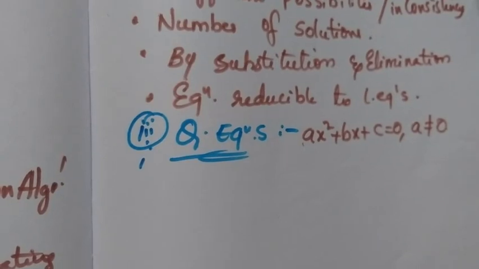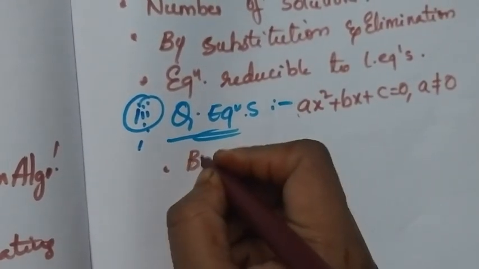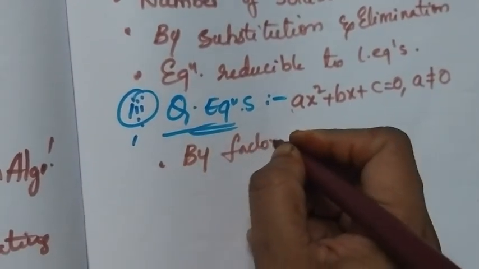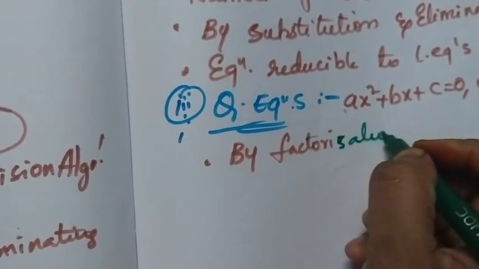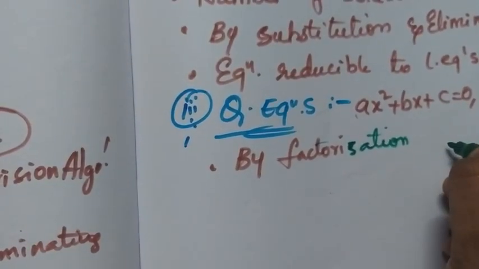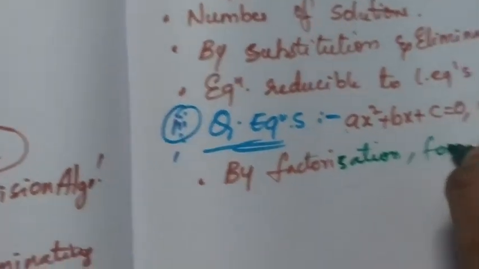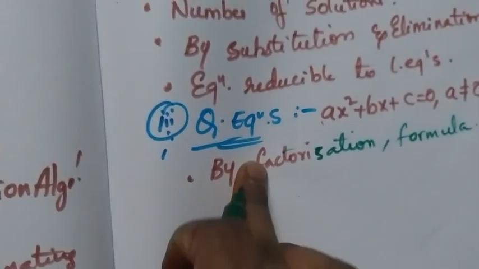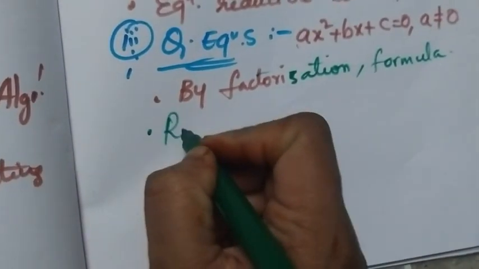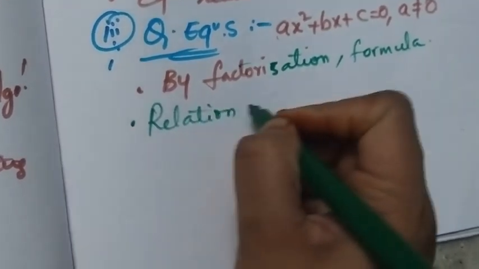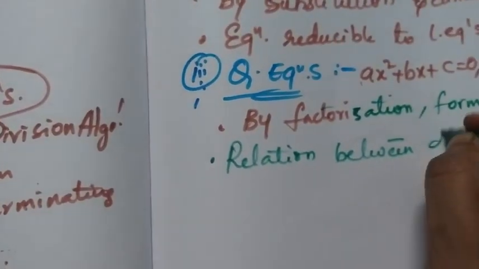So solutions of quadratic equations are found by factorization, by completing the square, and by using the quadratic formula. We use two methods, by factorization and by formula, which we have to learn. Relation between, in this what is the topic? Relation between discriminant and nature of roots.